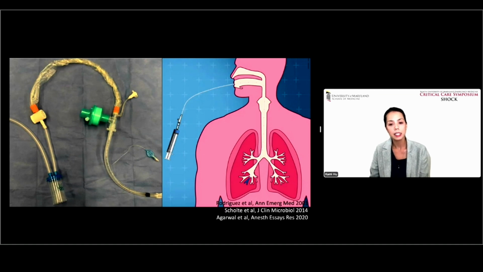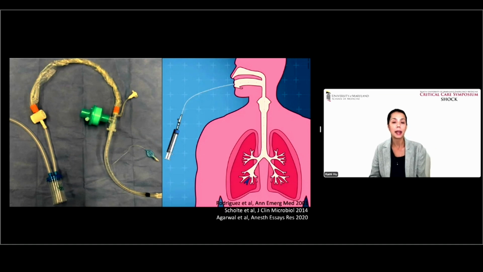What's on the right is a picture of a non-bronchoscopic BAL. This is also called a mini BAL. It's performed through the endotracheal tube. Pretend that you can see an endotracheal tube in this diagram. And what happens is the RT actually instills sterile saline and gets a lower respiratory sample.